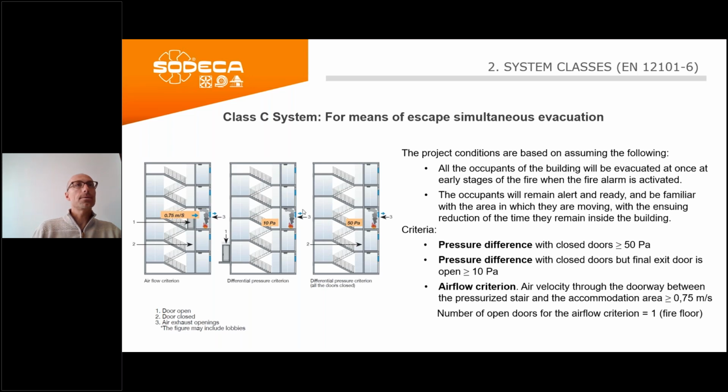So is this one, okay? All the doors closed, the exit door open, and we have to achieve these 10 pascals. When we carry out calculations, this criterion is typically the most demanding criterion of airflow to be supplied into the staircase.